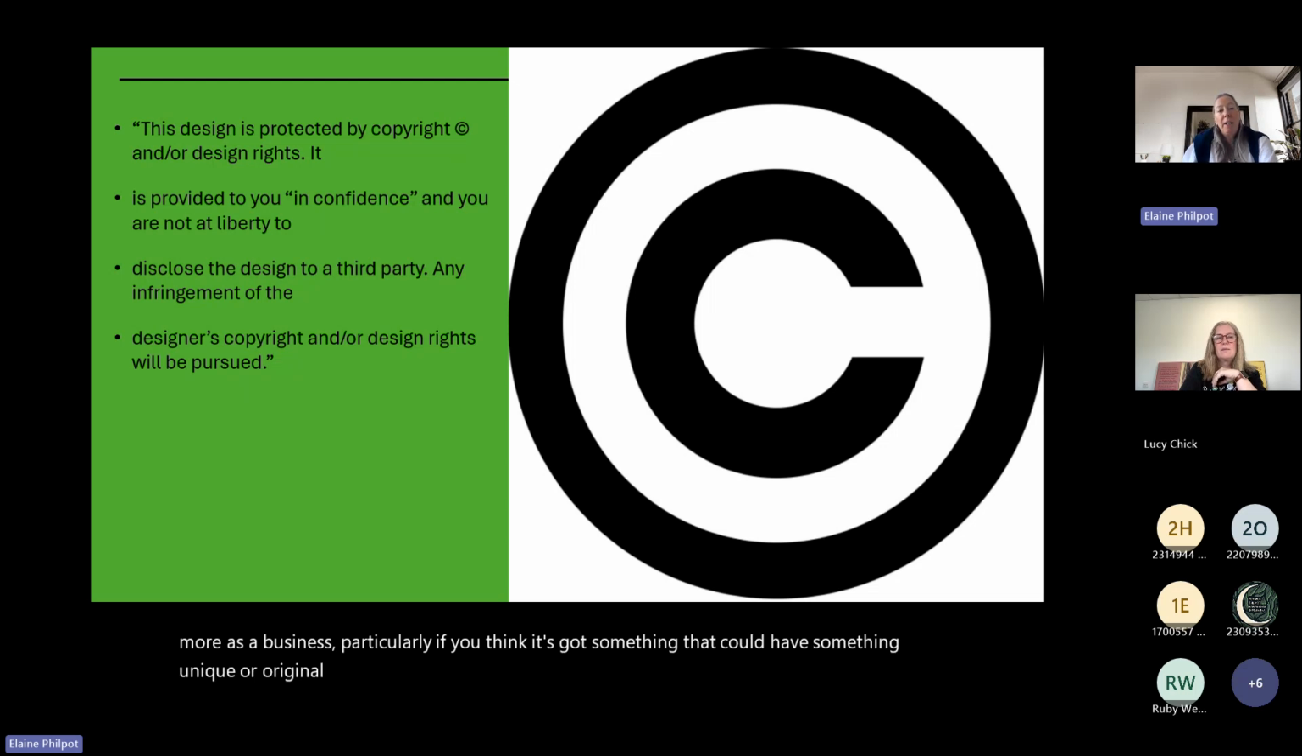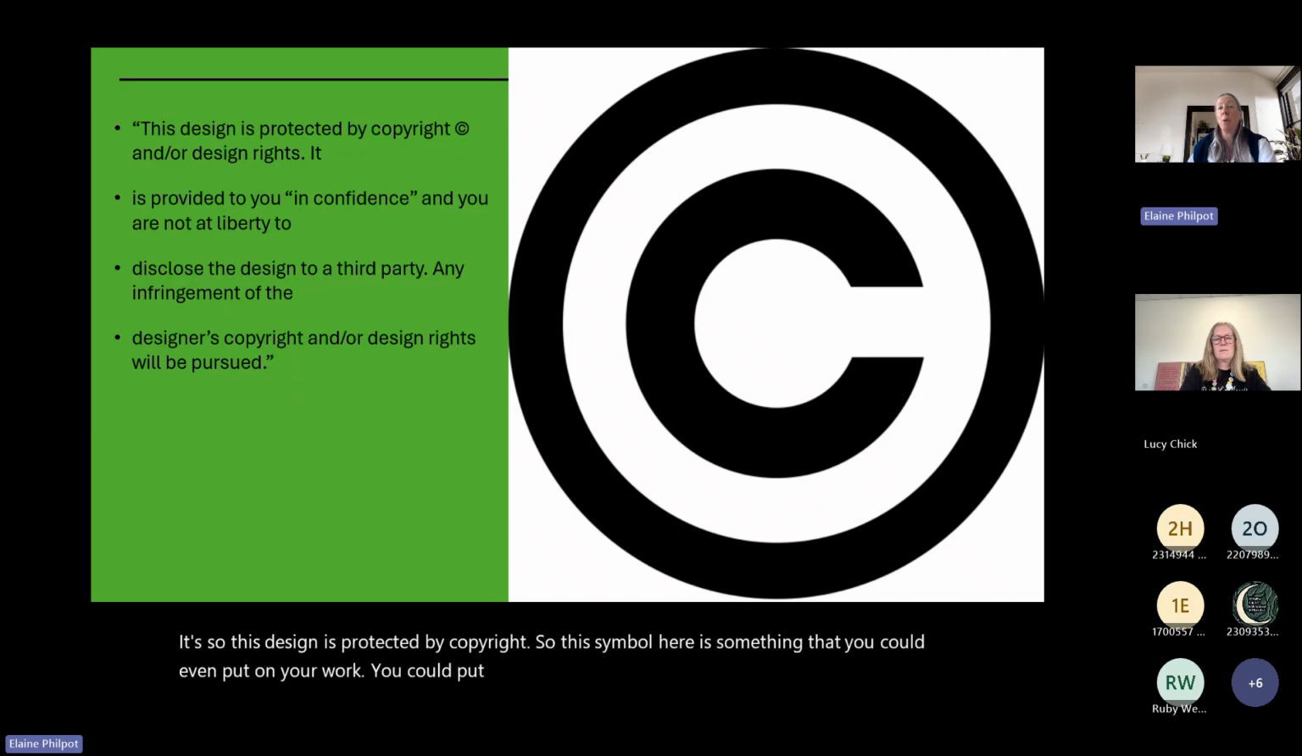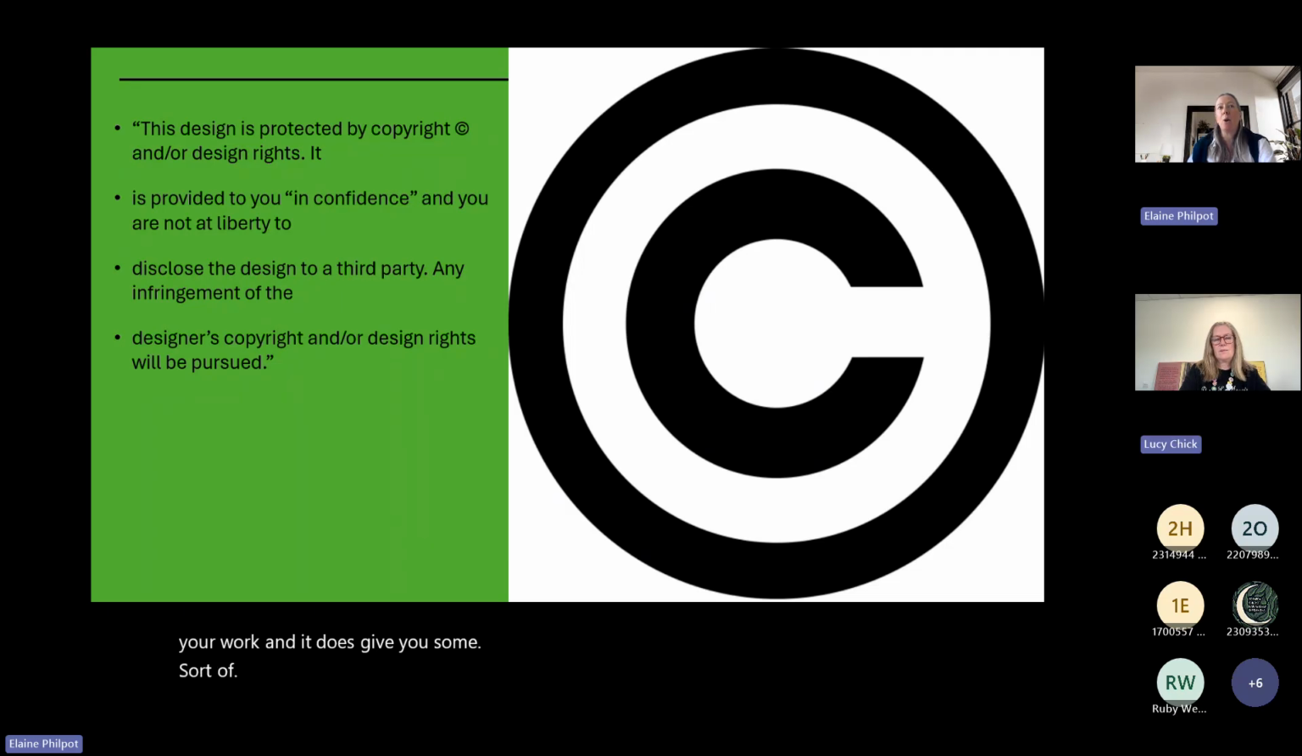So this design is protected by copyright. This symbol here is something that you could even put on your work. You could put it onto your website, onto certain aspects of your work. And it does give you some kind of protection in terms of saying, this is protected by copyright. It also can help to act as a deterrent for people as well.